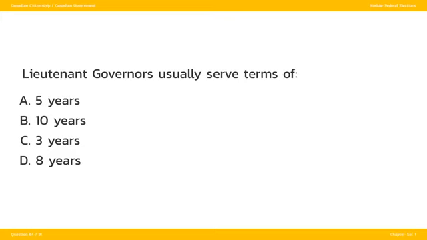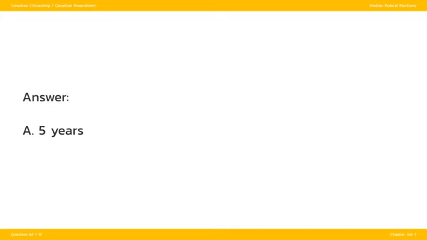Lieutenant governors usually serve terms of A. 5 years. B. 10 years. C. 3 years. D. 8 years. The answer is A. 5 years.